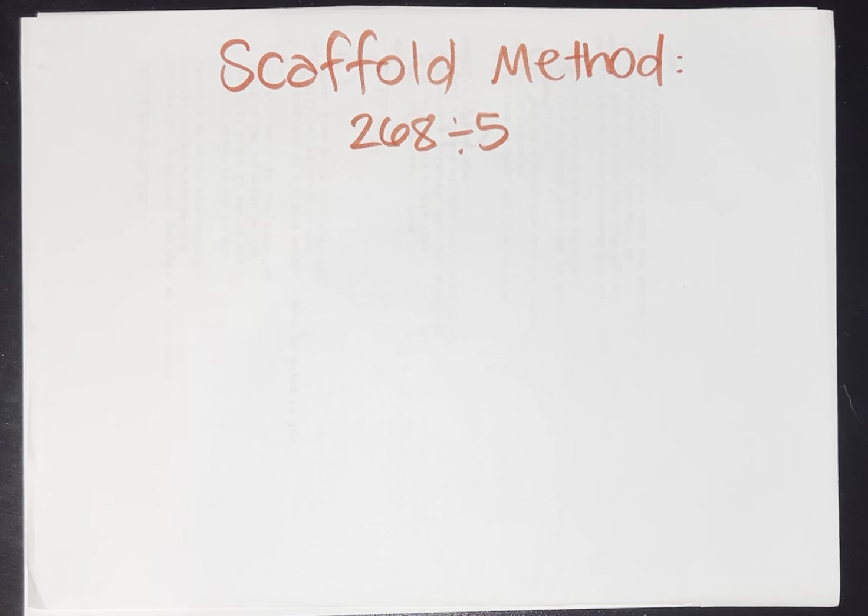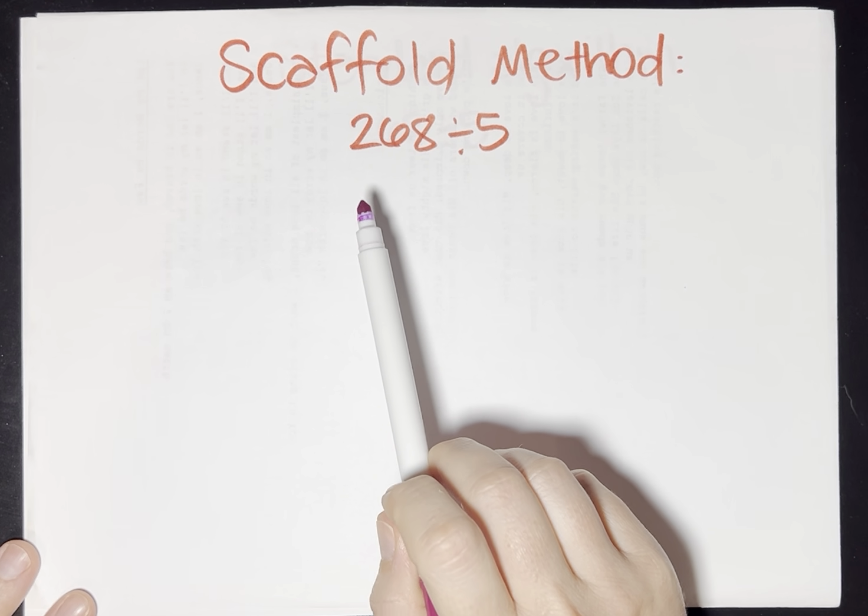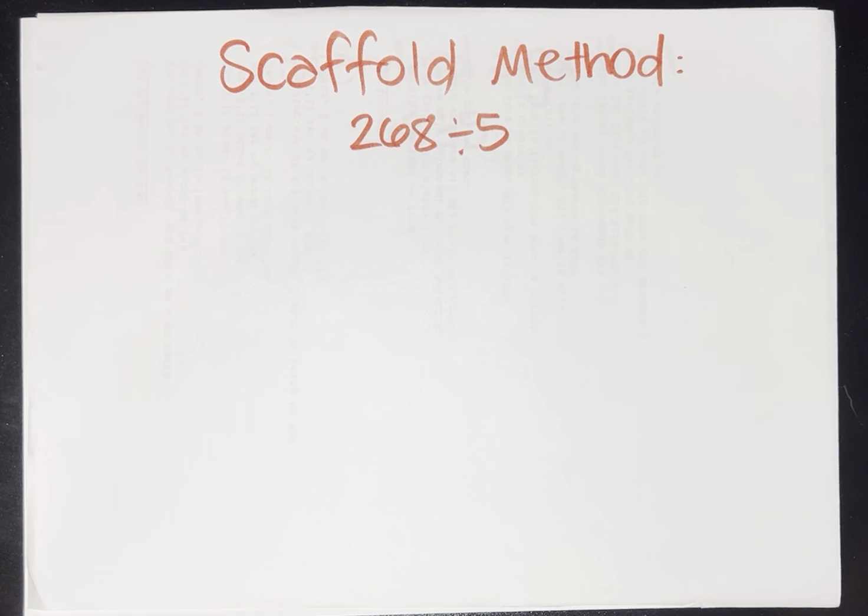In this video, we're going to show how to do two different division algorithms. We're going to start with the scaffold method, and then we're going to do the standard division algorithm. Okay, so for the scaffold method, the example I'm going to use for both problems is 268 divided by 5.